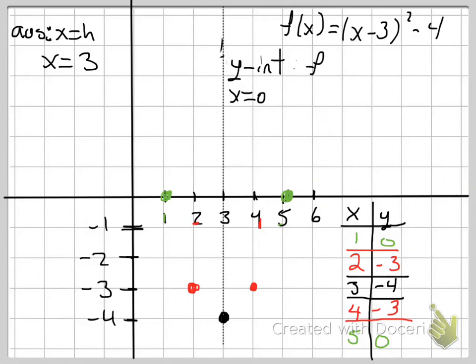So if we're looking for the y-intercept, the x is always going to be equal to 0, and there's only going to be one of them. Unlike the x-intercept, we can have multiple x-intercepts. For quadratics, it'll be a maximum of 2. But the y-intercept you only have one because the parabola is a function.